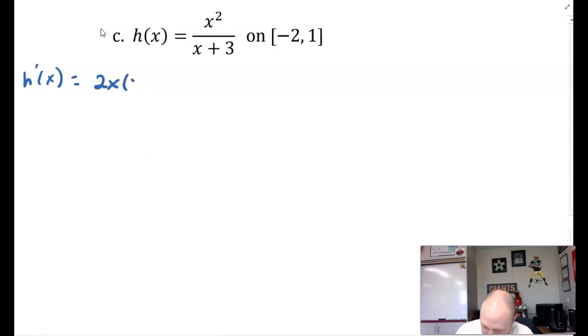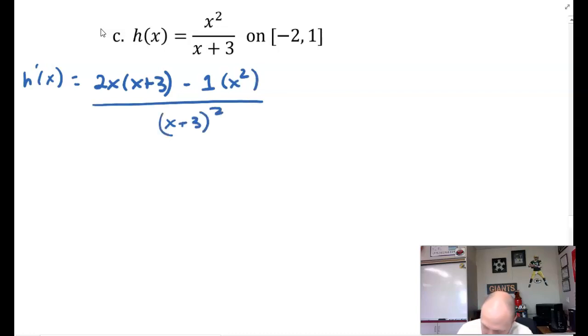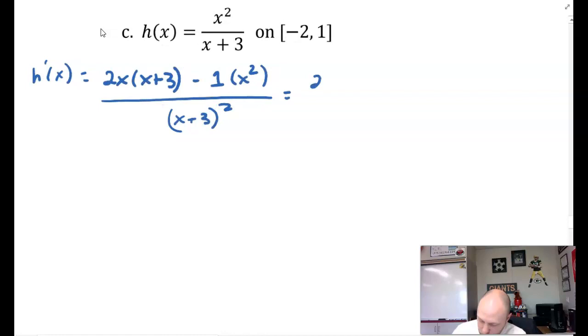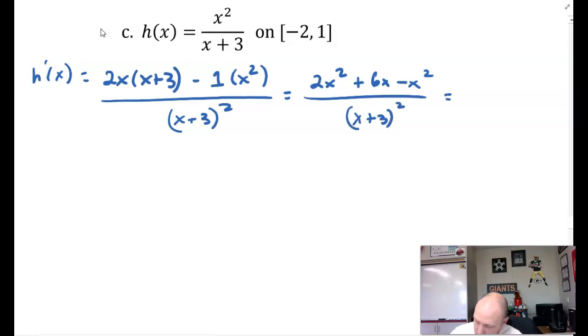We have 2x times (x plus 3) minus the derivative of the bottom, which is 1 times x squared, all over (x plus 3) squared. So if we clean this up, we get 2x squared plus 6x minus x squared over (x plus 3) quantity squared, and this will also give us x squared plus 6x over (x plus 3) squared. Okay, so with this function we have a rational function.